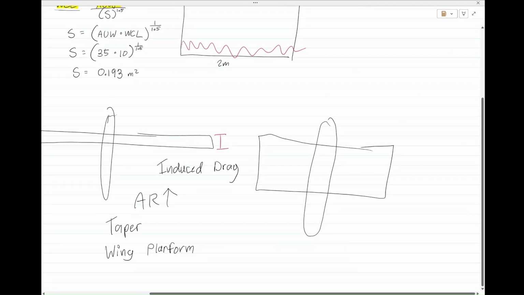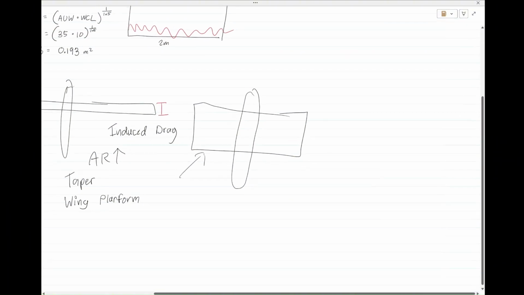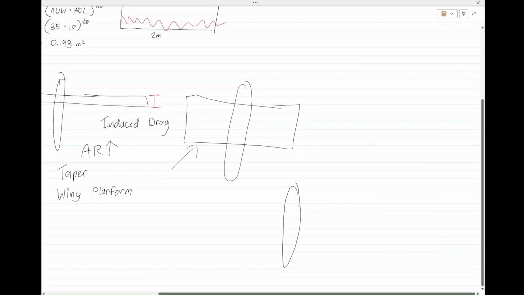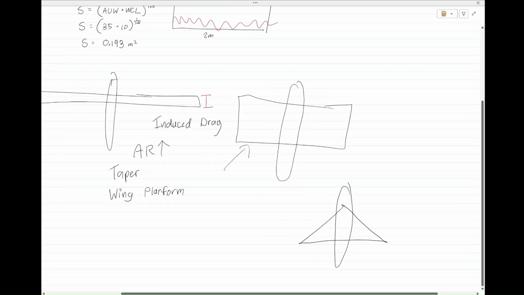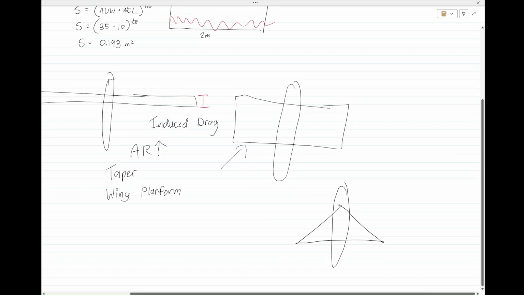Why would you want a stubbier aspect ratio? For one, if you're making an aircraft that's a lot more maneuverable, there are also really high loadings on your wing if it's that long, right? You can't turn really fast. There's a really big dihedral effect, meaning you're not going to roll crazily. So a lower aspect ratio is more maneuverable.